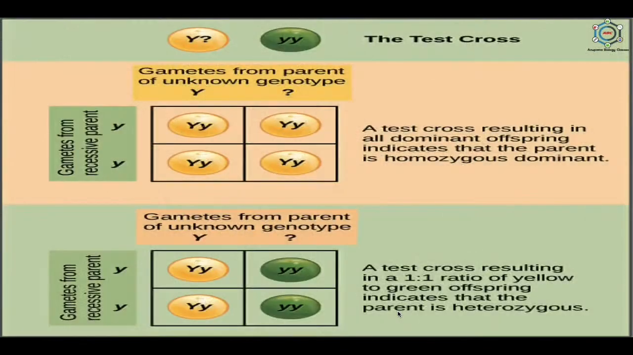So in a test cross, you can see here the two conditions. In the first condition, a test cross resulting in all dominant offspring indicates that the parent is homozygous dominant. And if a test cross results in a 1:1 ratio of yellow to green offspring, it indicates that the parent is heterozygous.